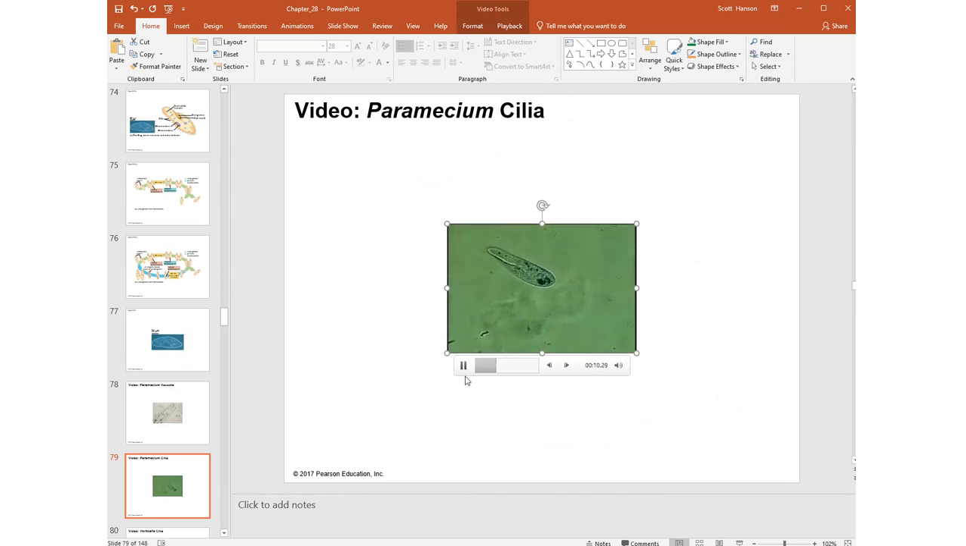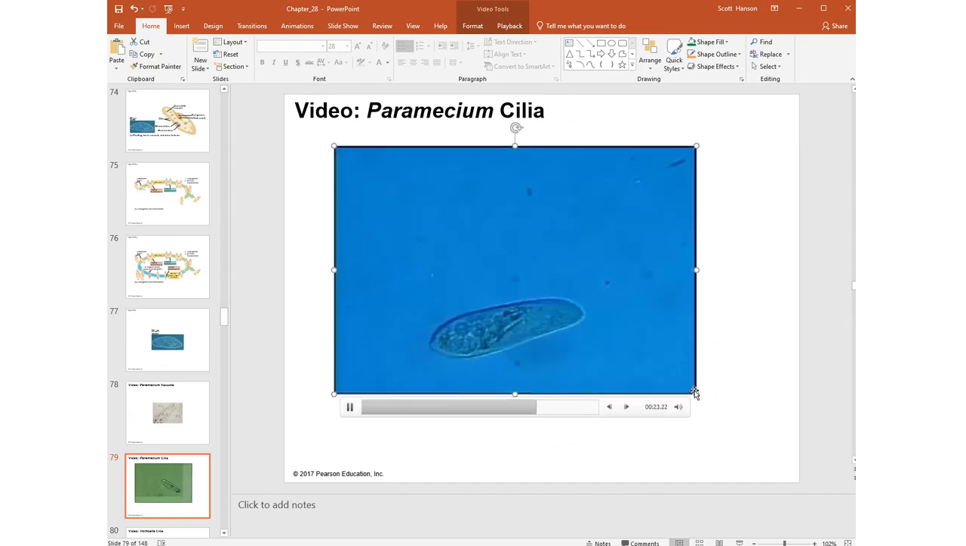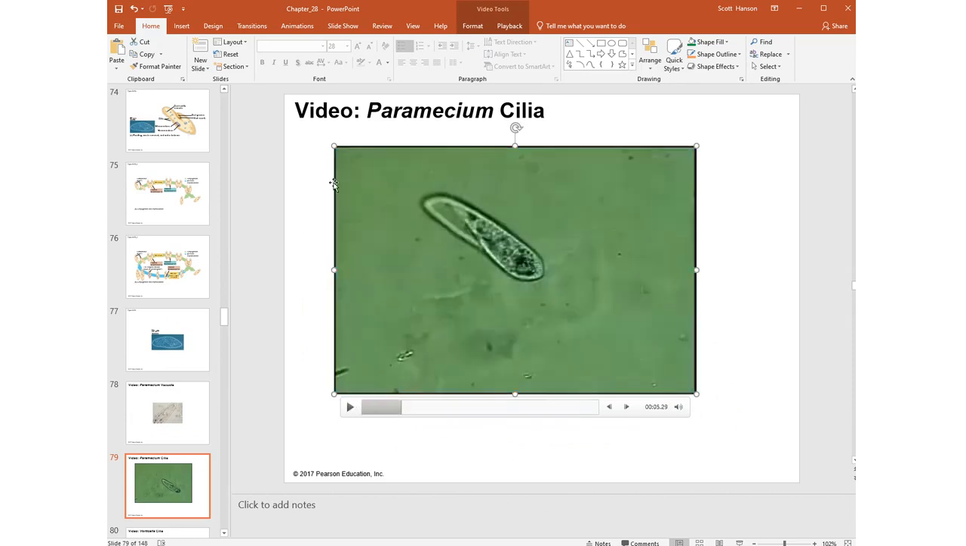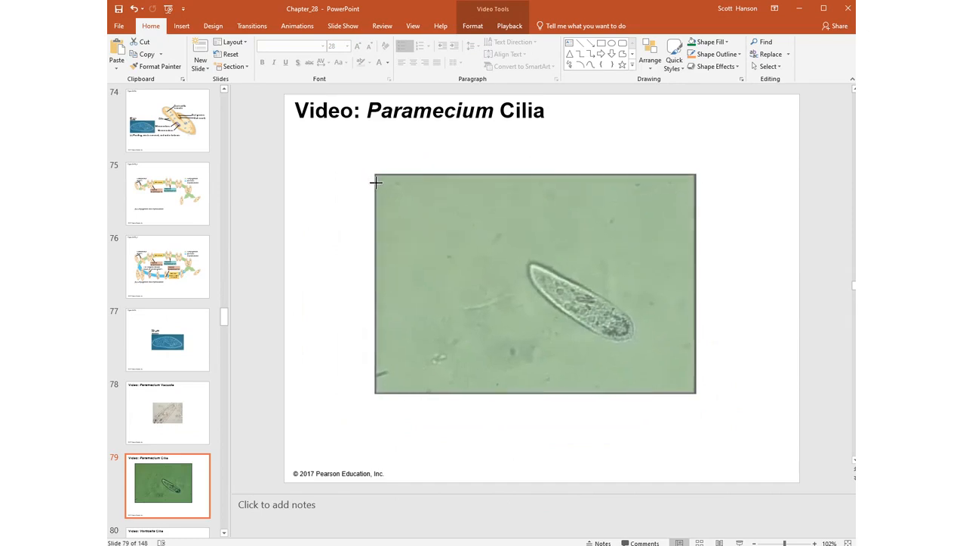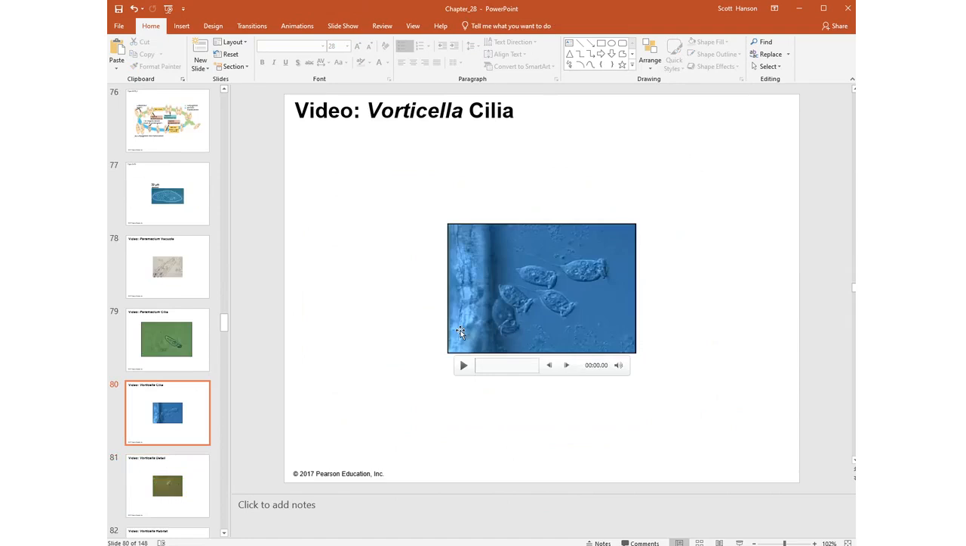You can see the beating of the cilia if you look closely. So, kind of an interesting video. I wonder if, when you make it larger, it loses a little bit of its picture quality, but not too much, not too bad. Anyway, nice video. Another video of Vorticella, and they also have cilia.